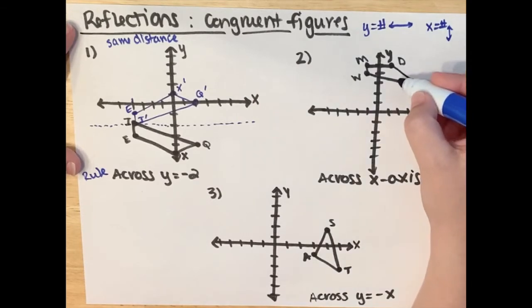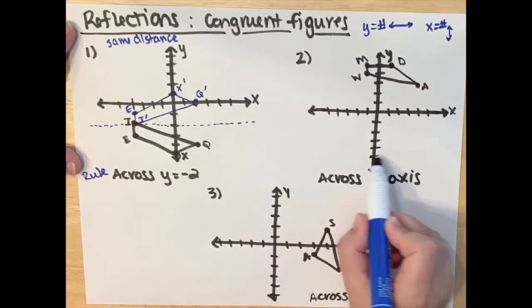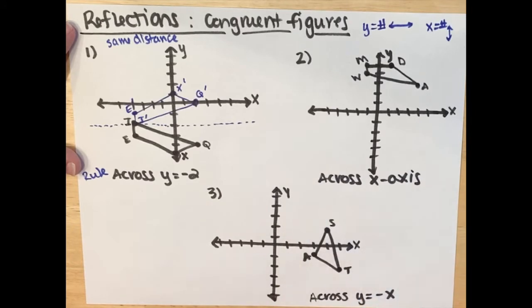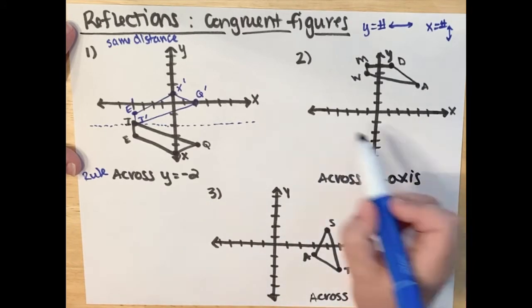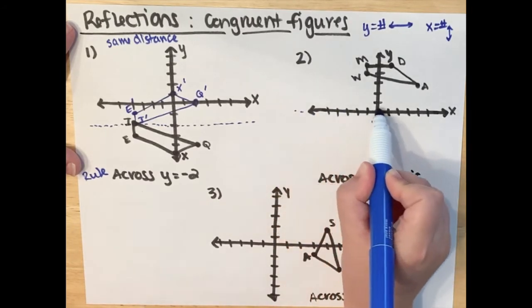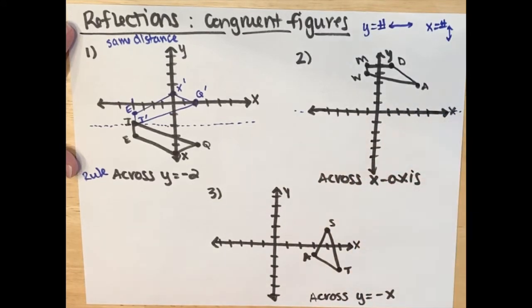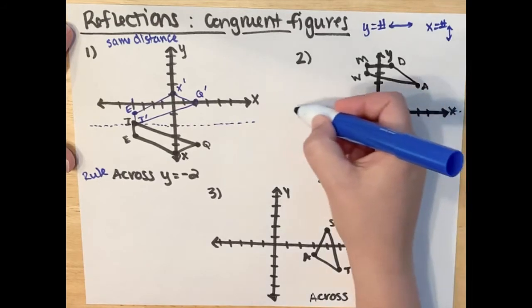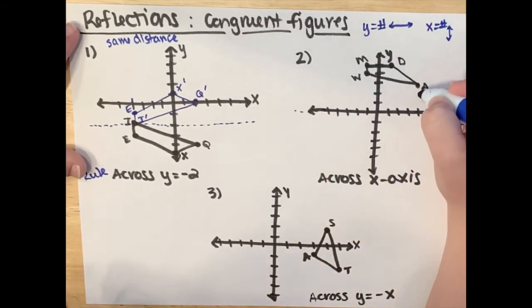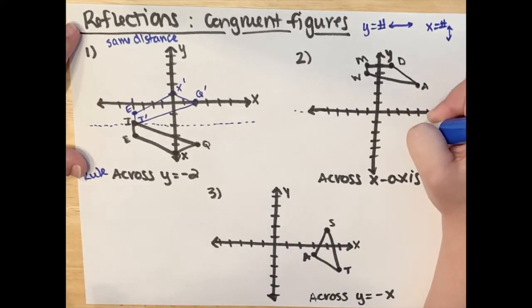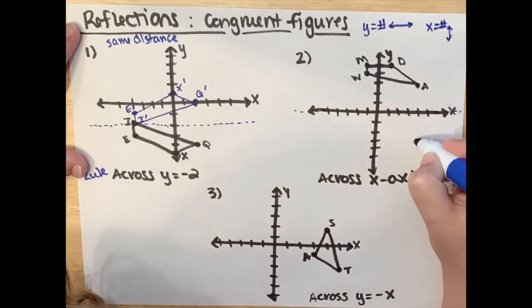Looking at number 2. Sometimes they're across the x-axis. If I want to go across an axis, the axis is my line of symmetry. So pretend like you're folding a piece of paper across that line and the image is going to end up in the opposite direction. So if I go across the x-axis, how far is A away from the x-axis? It looks like it's 3, so go 3 in the opposite direction. So I'm 3 below.